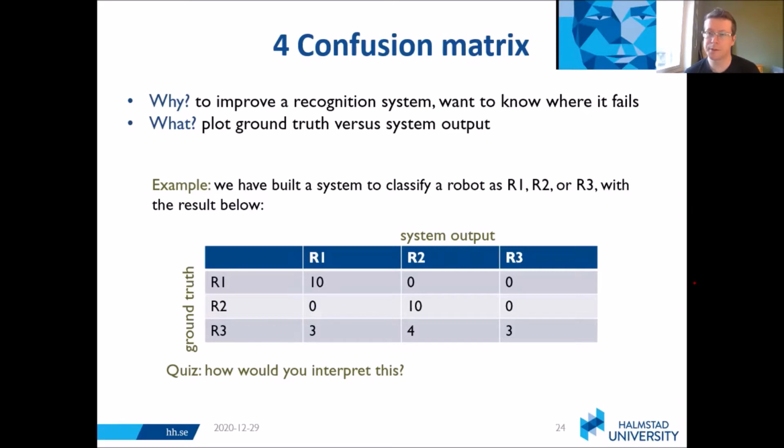How would you interpret this? I'm just going to go ahead. If you want, you can pause your video, but otherwise I'm going ahead now. You can see that this system isn't able to classify robot 3 at all. It has really big problems with that. So basically, the recall is terrible. The precision in this case is great, because it only says 3 times that a robot is R3 and it's all correct.